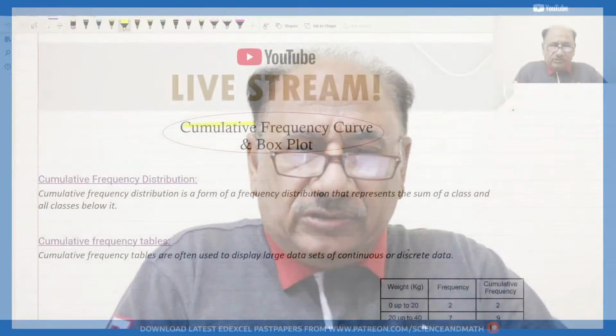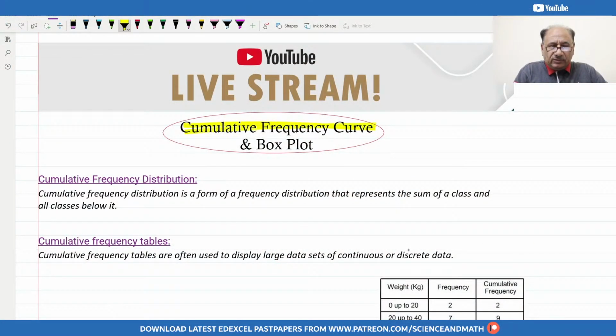We have already done geometry, different topics. We have done trigonometry, sine rule, cosine rule. We have covered bearing also. So today we will be covering cumulative frequency curve and box plot. This is also a very important topic for IGCSE, GCSE, and Edexcel, Cambridge, all different exams.